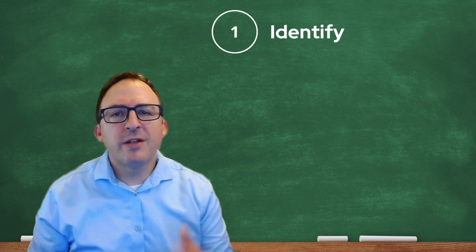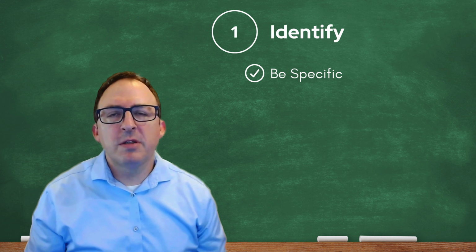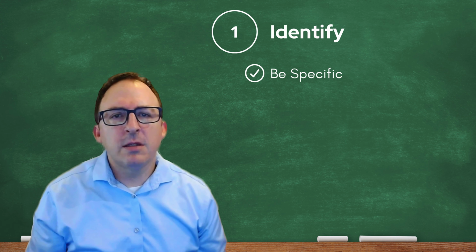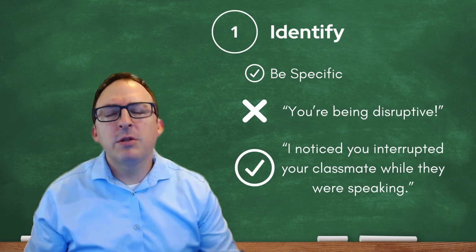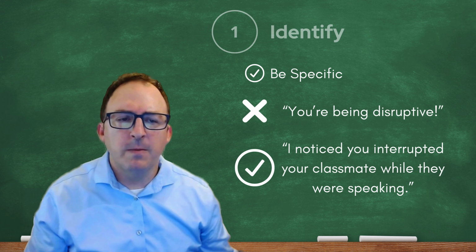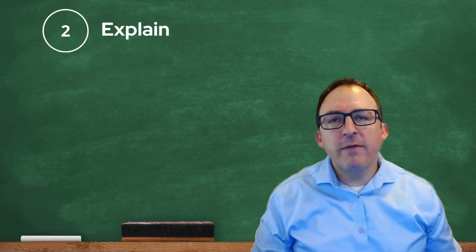The first step is to identify. Start by pinpointing the specific behavior that's problematic. This isn't a vague, you're being disruptive, but a clear identification like, I noticed you interrupted your classmate while they were speaking. Next, you explain why this behavior isn't okay.